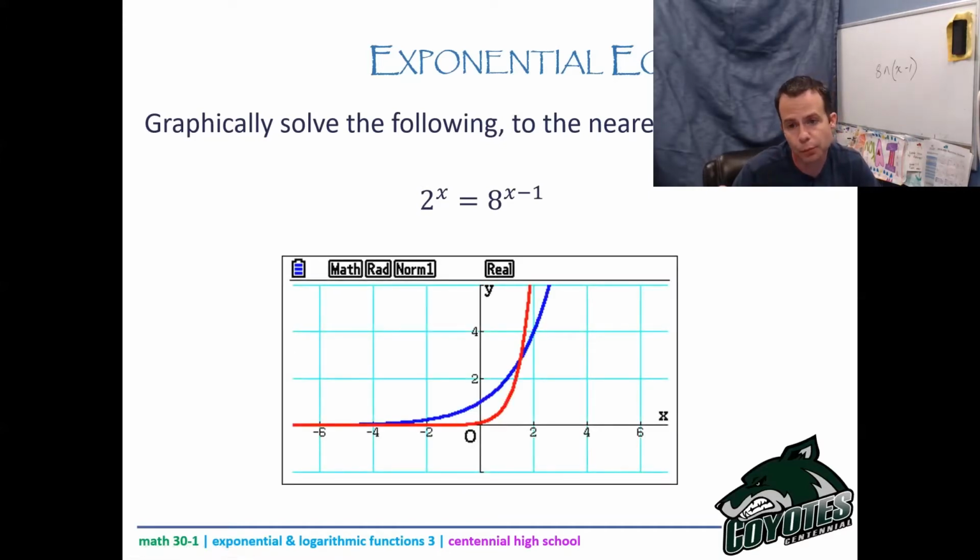Notice that my window settings are going from -6 to 6 on the X and -2 to 6 on the Y. And when you do the intersection, if you're a Casio, you're going F5, F5. If you are a TI, you're going second trace 5, enter, enter, enter. And you get an x value of 1.5. A reminder, we don't care about the y value here because there was no y in this equation, okay? We were just solving for x, so the solution is the x value at the point of intersection, okay?